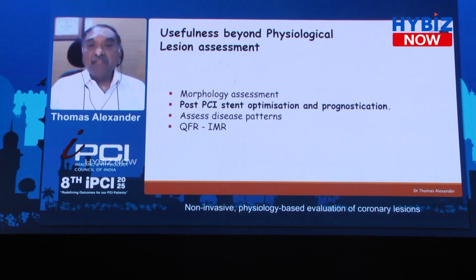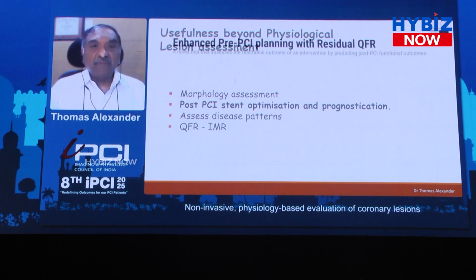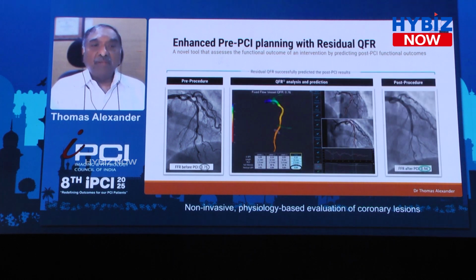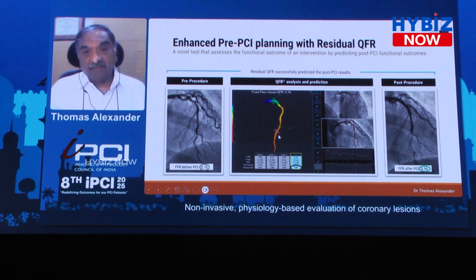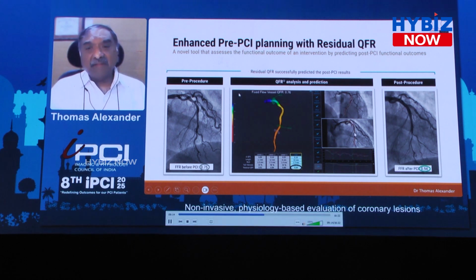Post-PCI stent optimization and prognostication, I think, is another very important function. There's data to support this. If you look at a pre-procedure QFR here, the FFR done in this particular patient was 0.75. QFR shows that there are actually three lesions, lesion 1, lesion 2, and lesion 3, which need to be addressed. You can see that in the diagram here.